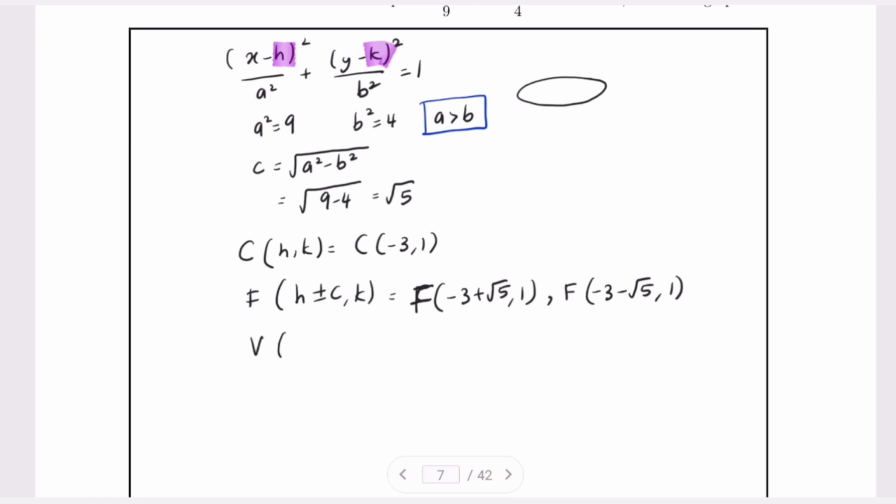You don't have to change it to decimal. So for the vertices, the formula will be (h plus minus a, k). So the first major vertex is (negative 6, 1), and the second one is (0, 1).